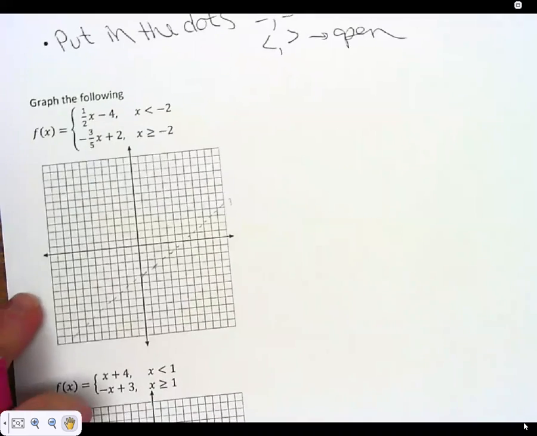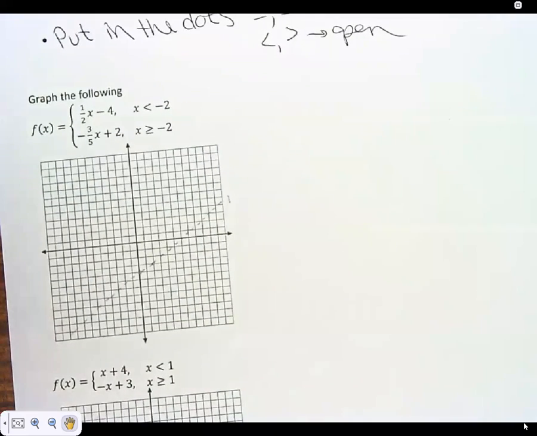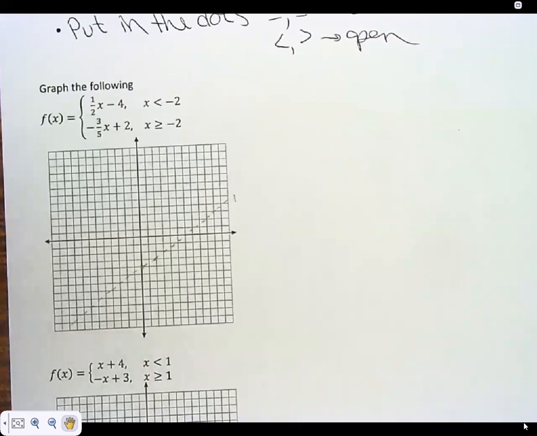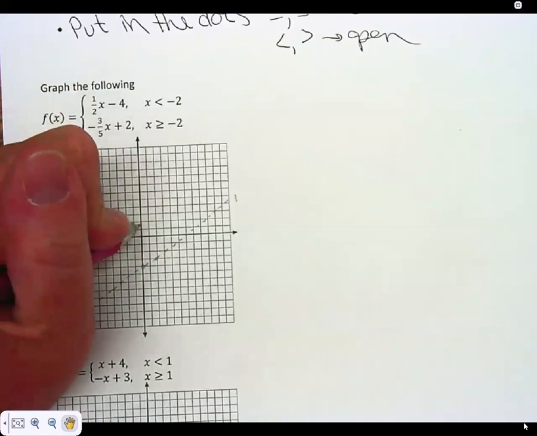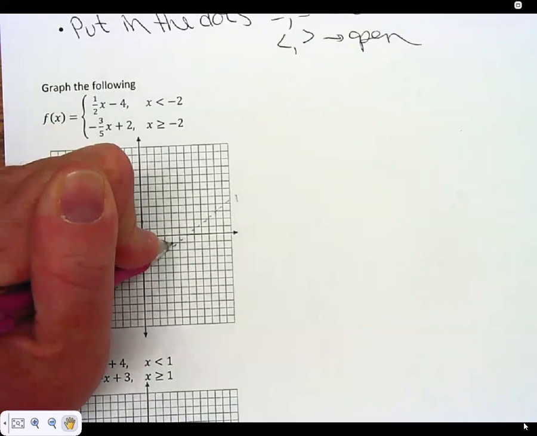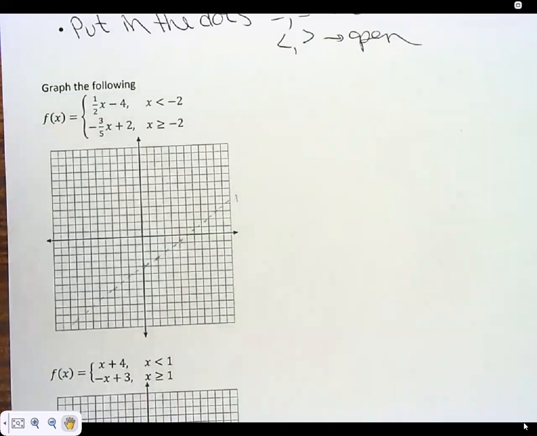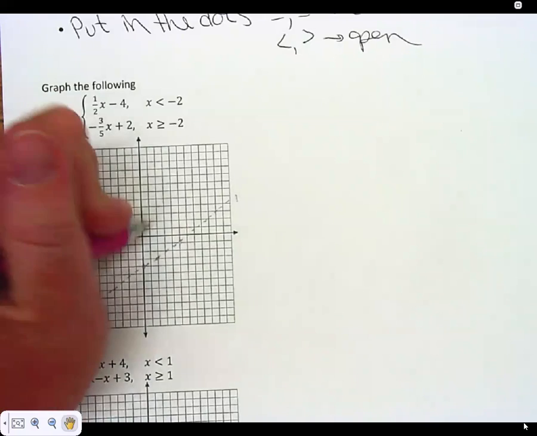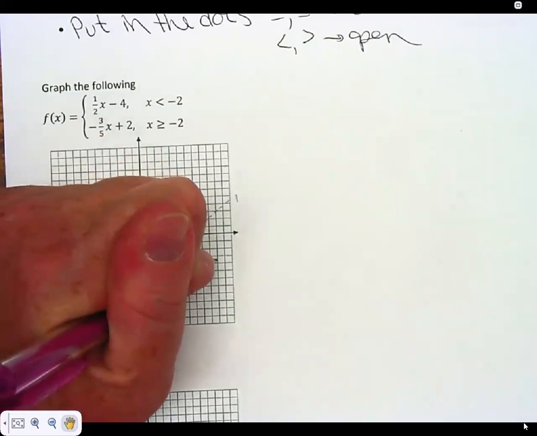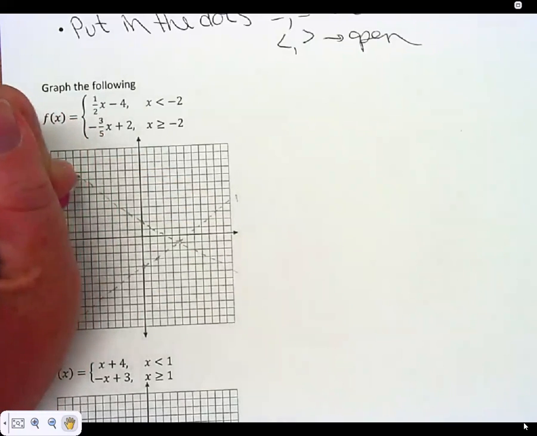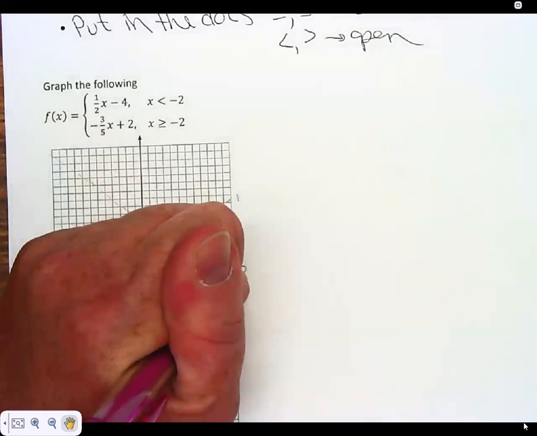I'm going to put a little 1 by it so I know which is my first line and which is my second line when it comes to talking about them. All right, so for your second line, you've got -3/5 x plus 2. So to graph that, you go up 2. And then -3/5 means you go down 3, right 5. So I'm going to dash that one in too.